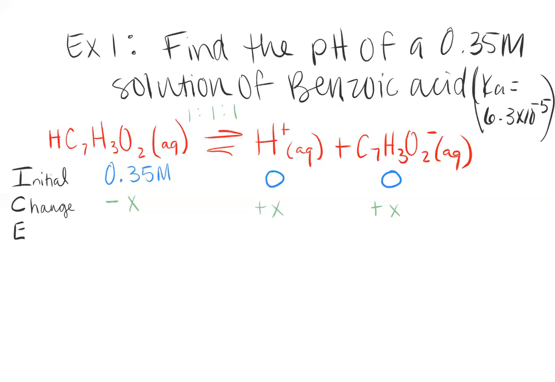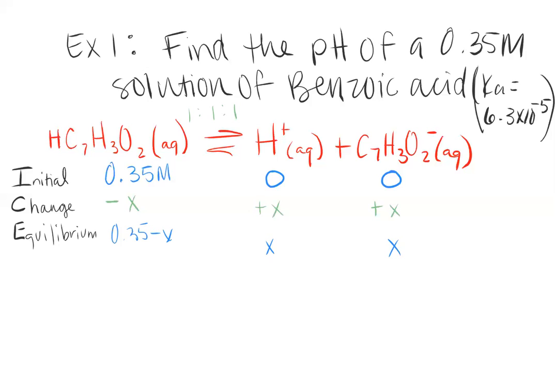So that's going to give us, for our E, which stands for equilibrium, our equilibrium concentrations, which are going to be different than our initial. So our equilibrium concentration is 0.35 minus X. Okay, well, that makes sense, right? And this one is going to be about X. And then this one's going to be approximately X.